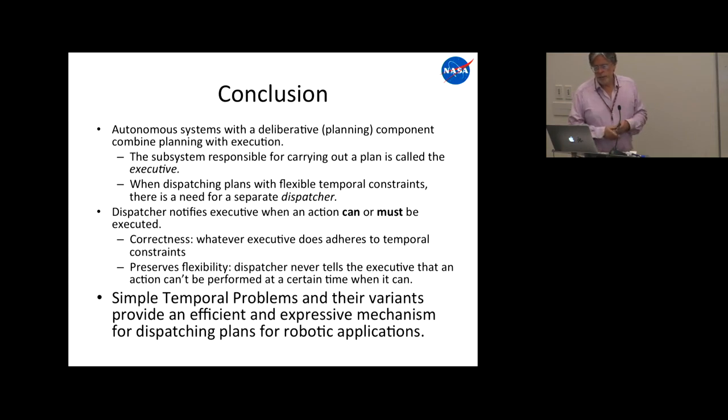Okay, so I'm going to wrap up. What I was trying to convey to you is that autonomous systems with a deliberate or planning component combine planning with execution. The subsystem responsible for carrying out a plan is called the executive. When dispatching plans with flexible temporal constraints, there's a need for a separate entity called a dispatcher. The dispatcher notifies the executive when an action can or must be executed in time.